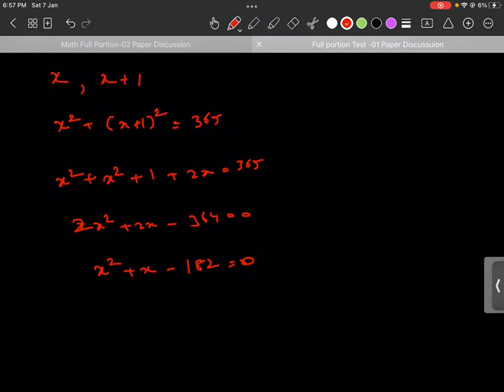Okay, then you should get (x plus 14), sorry, (x minus 14) into (x plus 13) is equal to 0. No, sir, it is (x plus 14) and (x minus 13). Okay, (x plus 14), (x minus 13). So x will be minus 14 and plus 13.